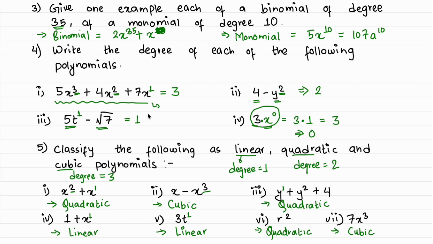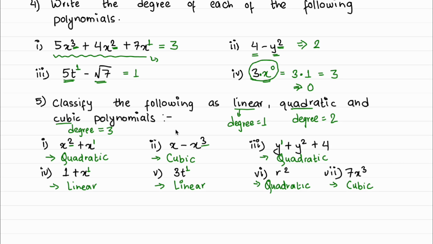What is the degree of a polynomial? It's just the highest power of the variables. And in the fifth one, we learned how to classify the polynomials as linear, quadratic, or cubic. So if the degree is 1, it's linear. If it's 2, it's quadratic. And if it's 3, it's cubic.